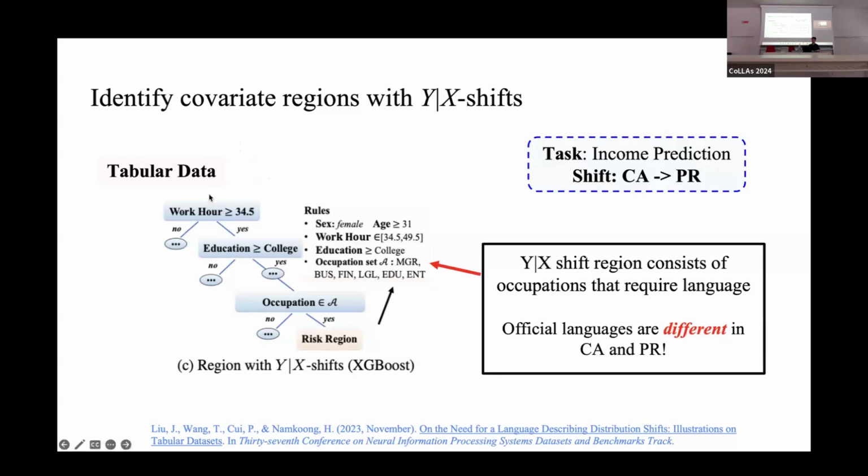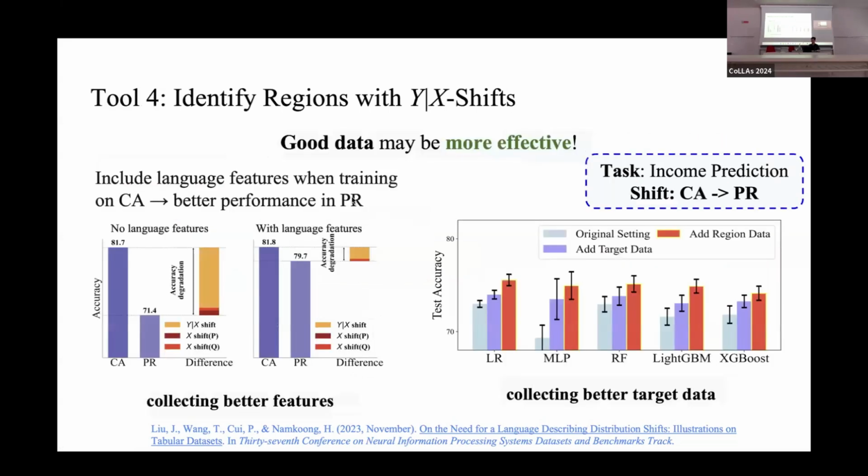However, why does this region have the largest y(x) shifts? And we find that maybe it's because the official languages are different, and I've shared that before. And also, actually, the first time we saw this region, we just input it to ChatGPT and asked it why this happens, and it told us maybe it's because of the official language. And then as the first way, we just include the language feature in training, and you can see that actually the y(x) shift disappears.